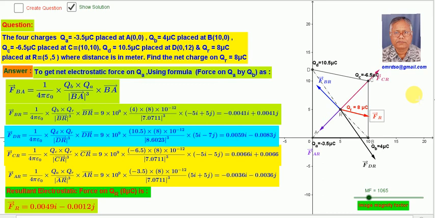You can use the same to get the forces on one charge due to 2, due to 3, due to 4, due to 1 also.